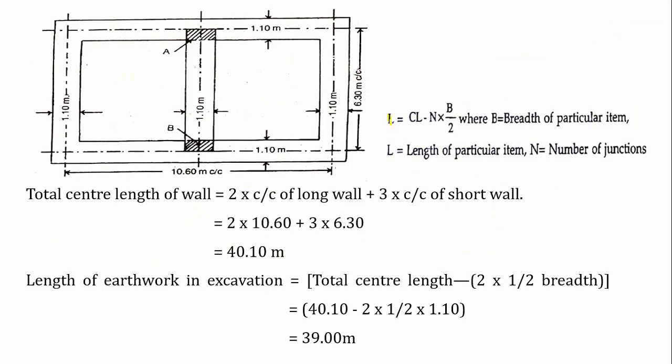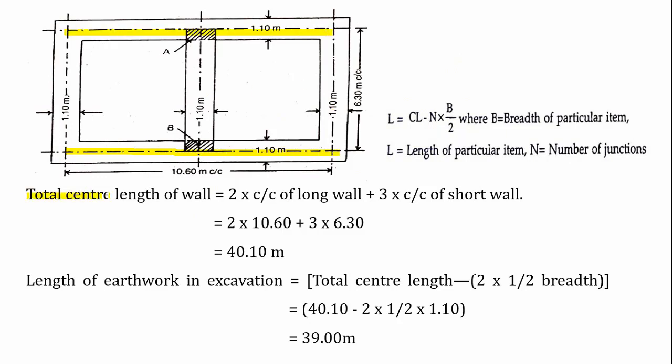Again the same formula, that is L is equal to CL minus N into B divided by 2. So here just now we have seen one junction and two junctions. That means N value will be equal to 2. Now first let us calculate what is the center to center length of this building.